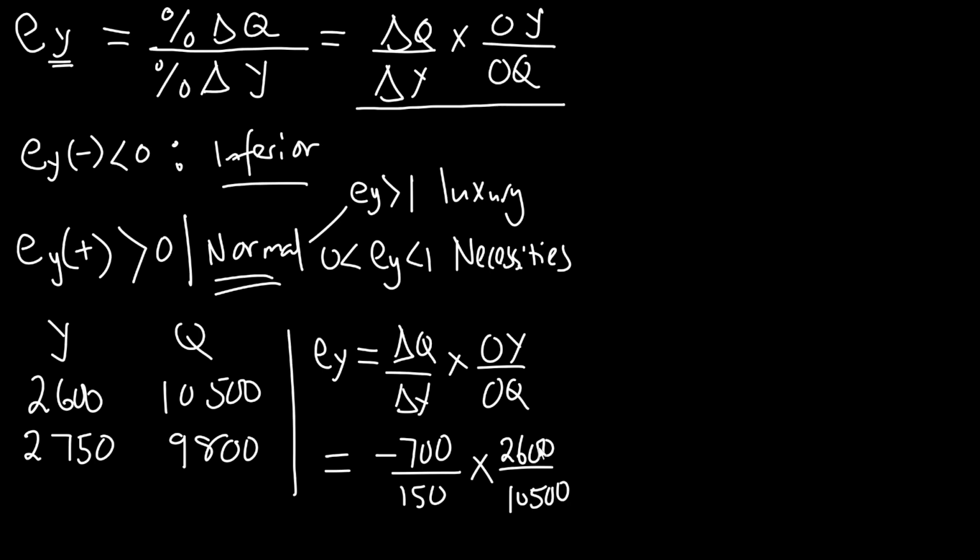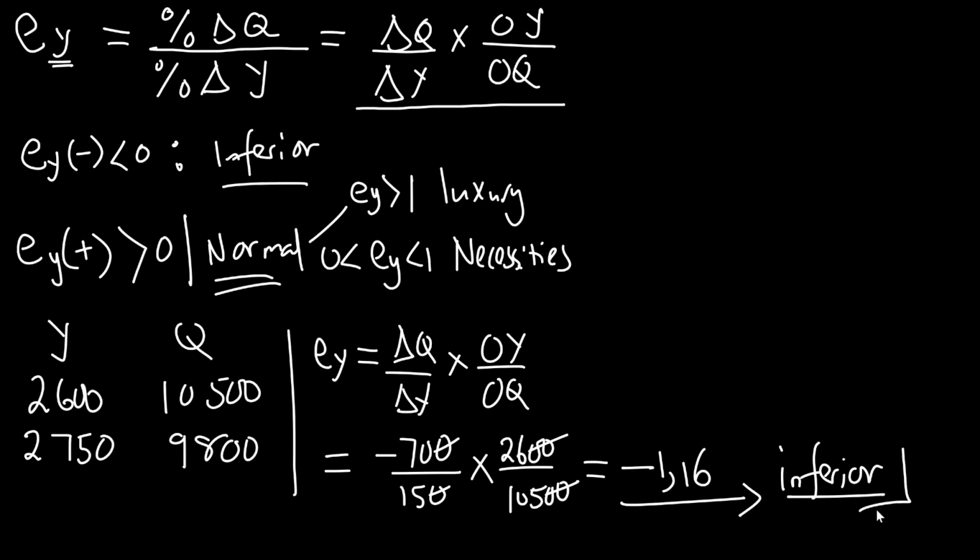All right. So put these numbers into your calculator. You should get an answer of minus 1.16, making this product inferior. This product is an inferior good, because the answer is negative.